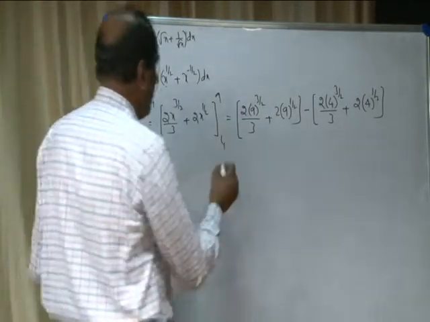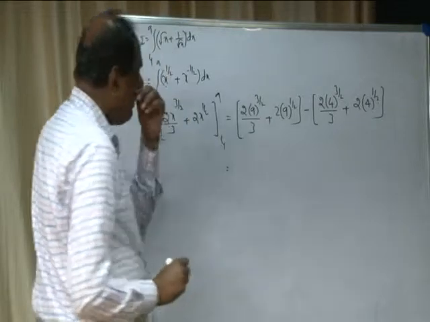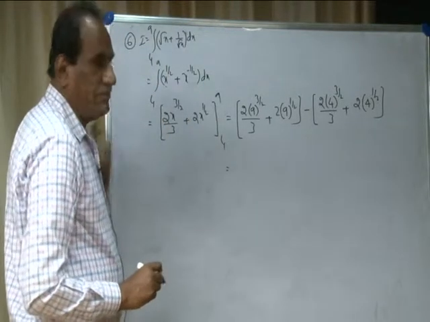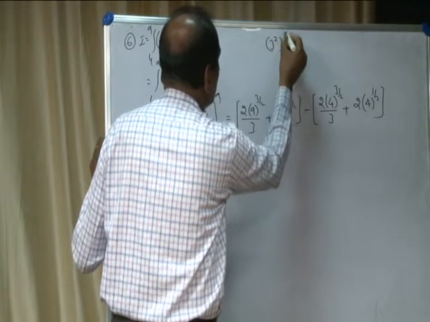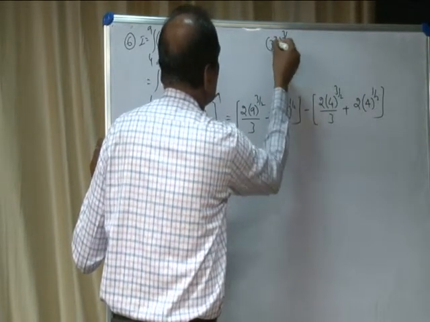Now simplify this. 9 power 3 by 2 means 9 is 3 square, 3 square whole power 3 by 2, the 2 cancels.